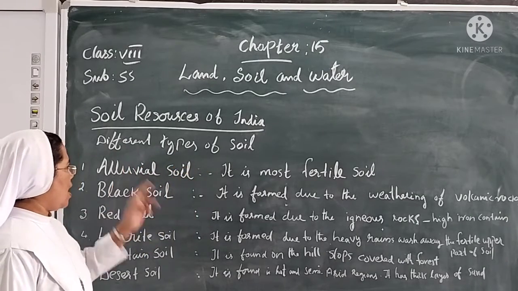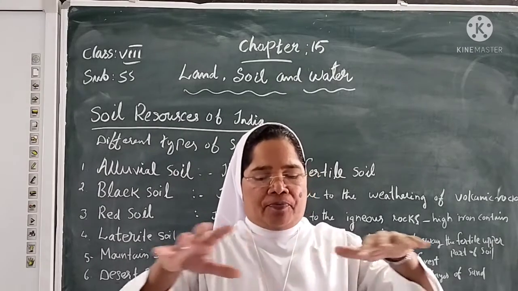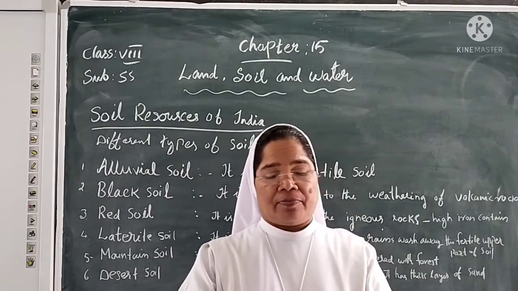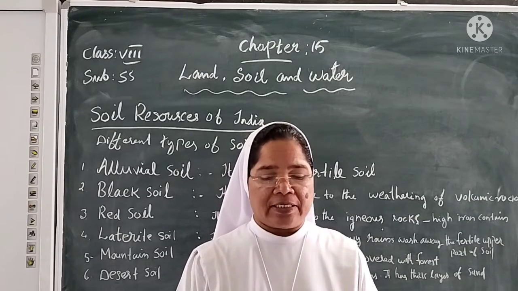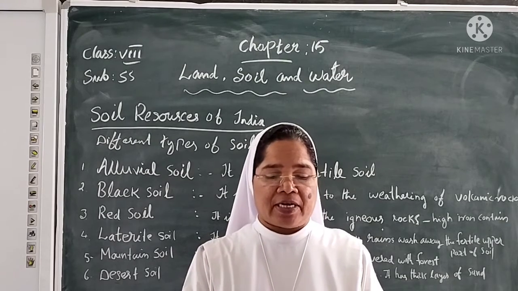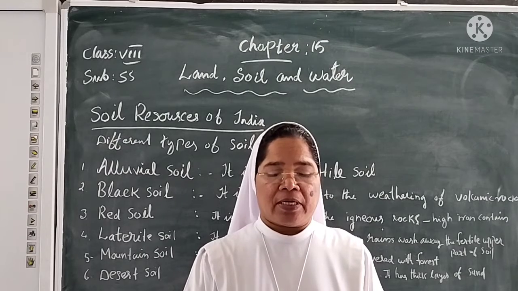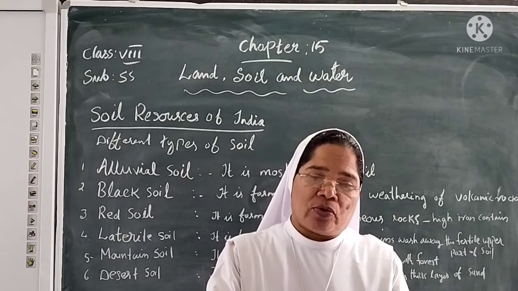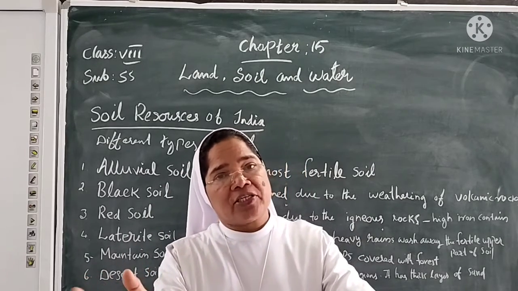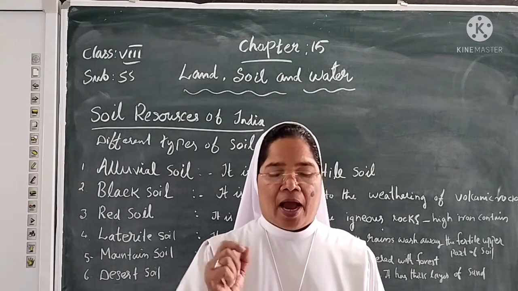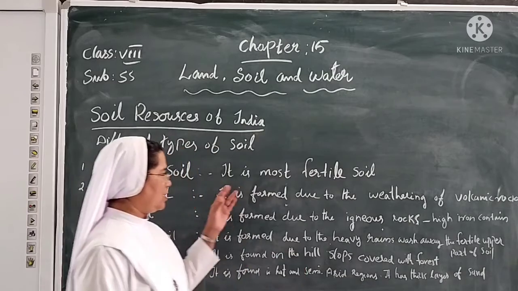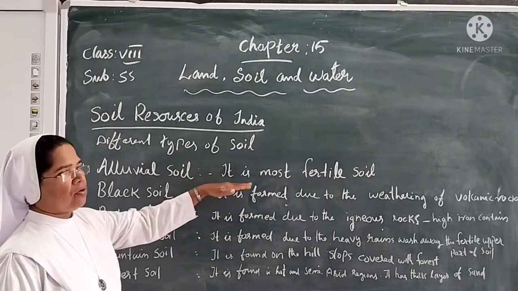First one, alluvial soil. Alluvial soil is the most fertile soil, very good for cultivation. It is found in the plains of North India, the flood plains and the deltas of the major rivers. The soil is formed due to the deposition of sediment by the rivers. This is called alluvial soil. In the deltas of the major rivers we can see the alluvial soil, which is very fertile.